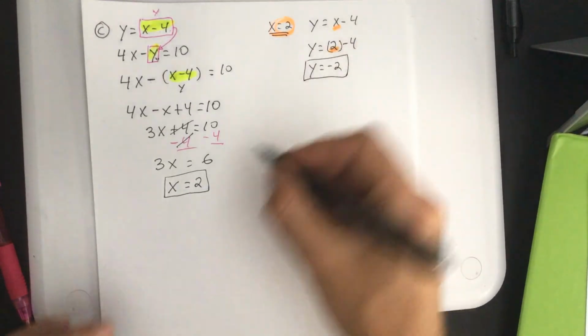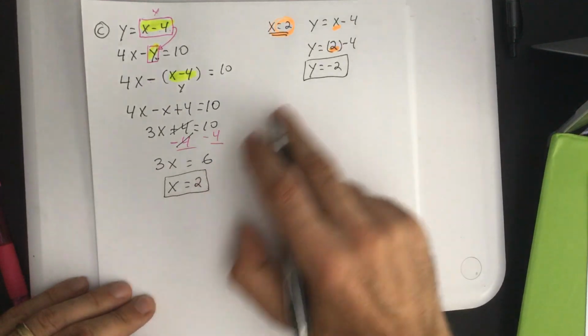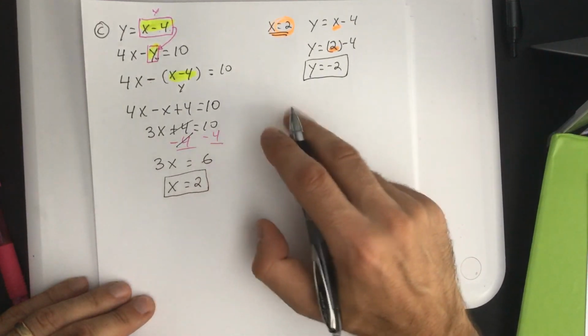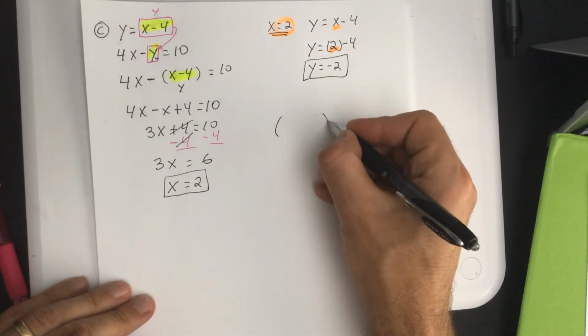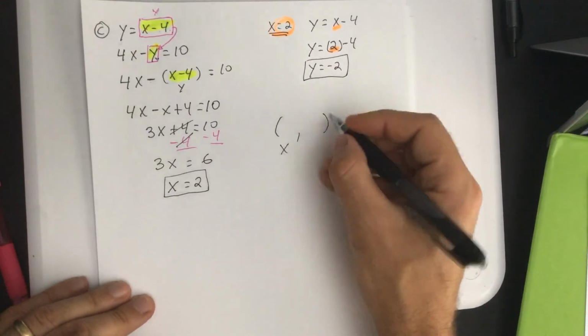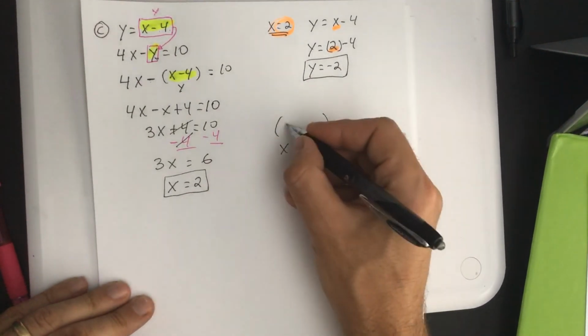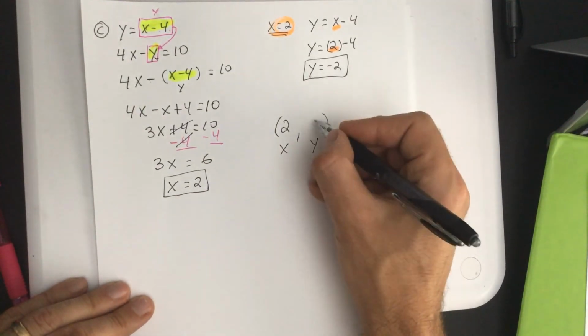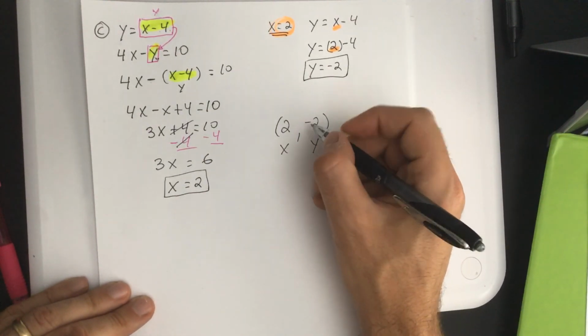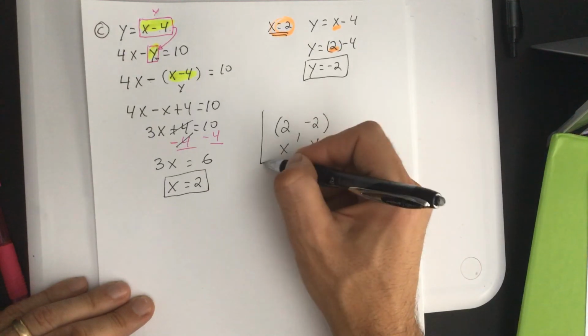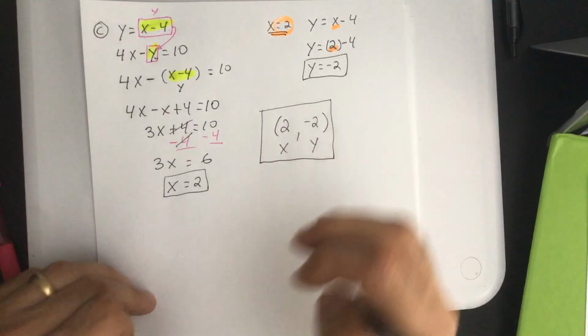So now I got my x and my y. y and x, x and y. So I'm going to be writing down the ordered pair. My x is going to be 2 and my y is going to be negative 2. And that's the solution for the system of equations. 2 and negative 2.